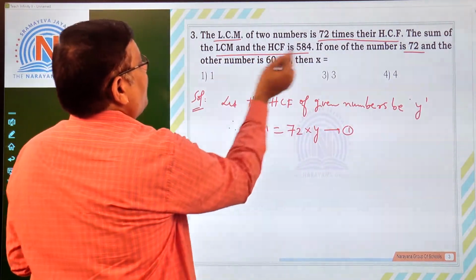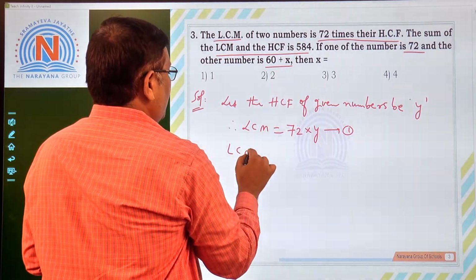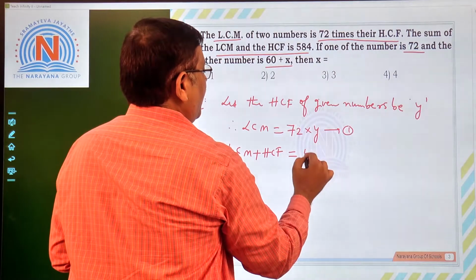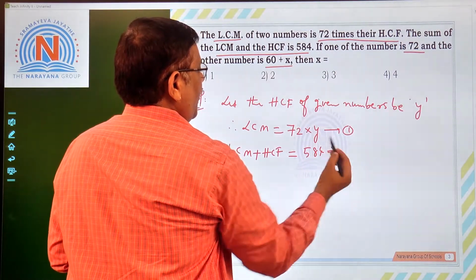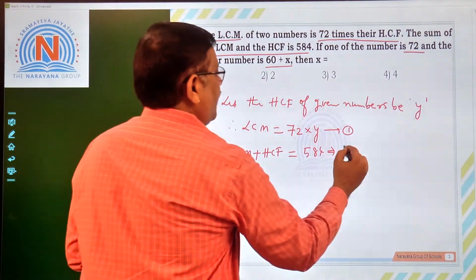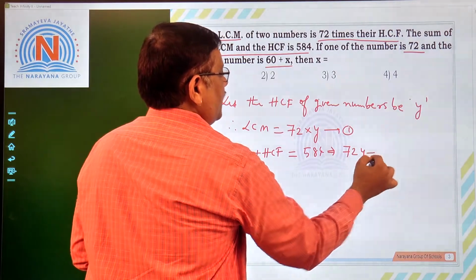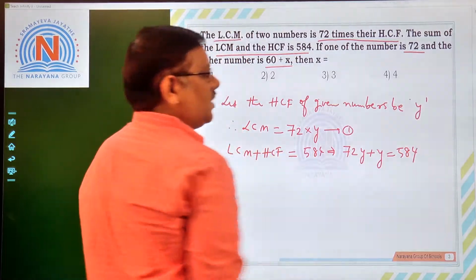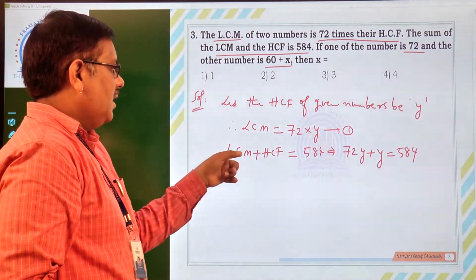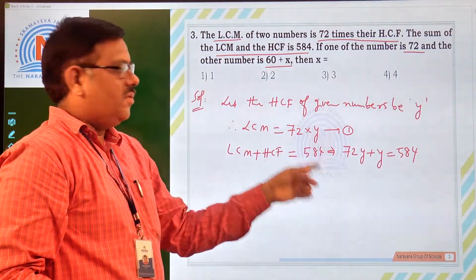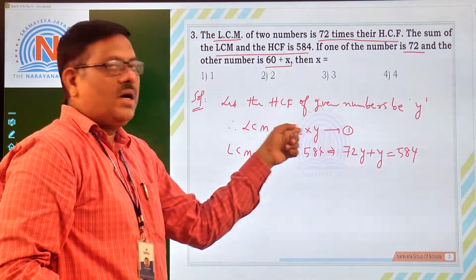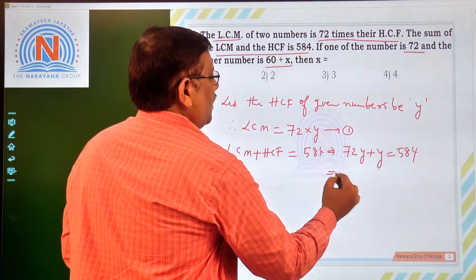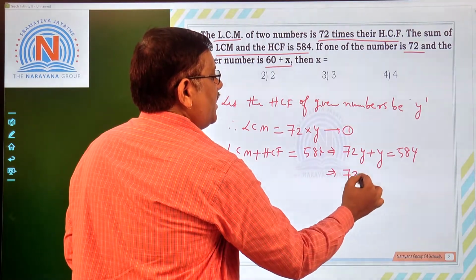Next, the sum of LCM and HCF, that is LCM plus HCF, is given as 584. That implies LCM is 72y plus HCF is y, that is going to be 584. As per the data, LCM plus HCF is 584. So LCM I got as 72y according to the first condition, so I substituted that over there. That is 72y plus y is 73y.